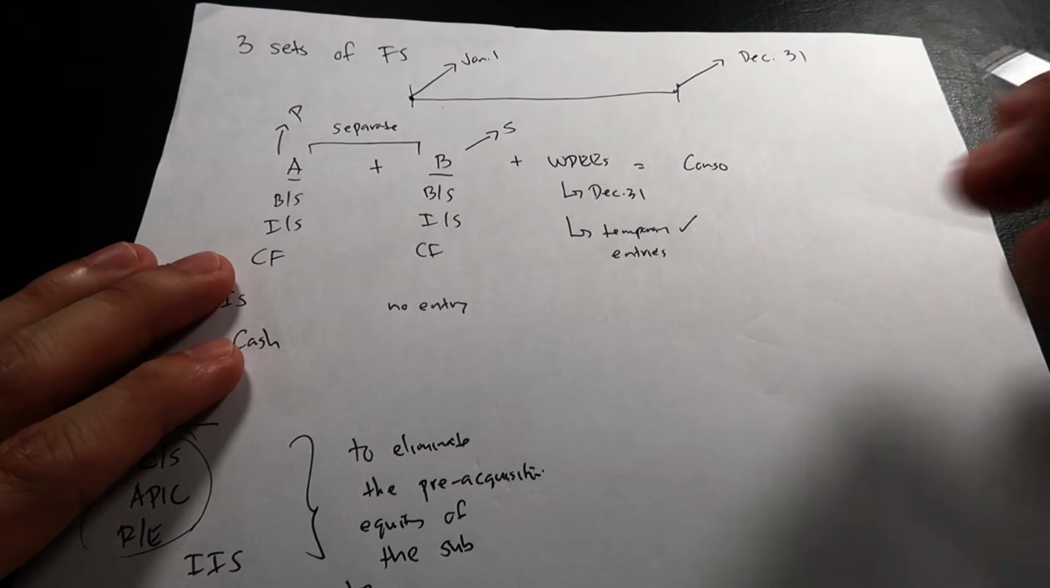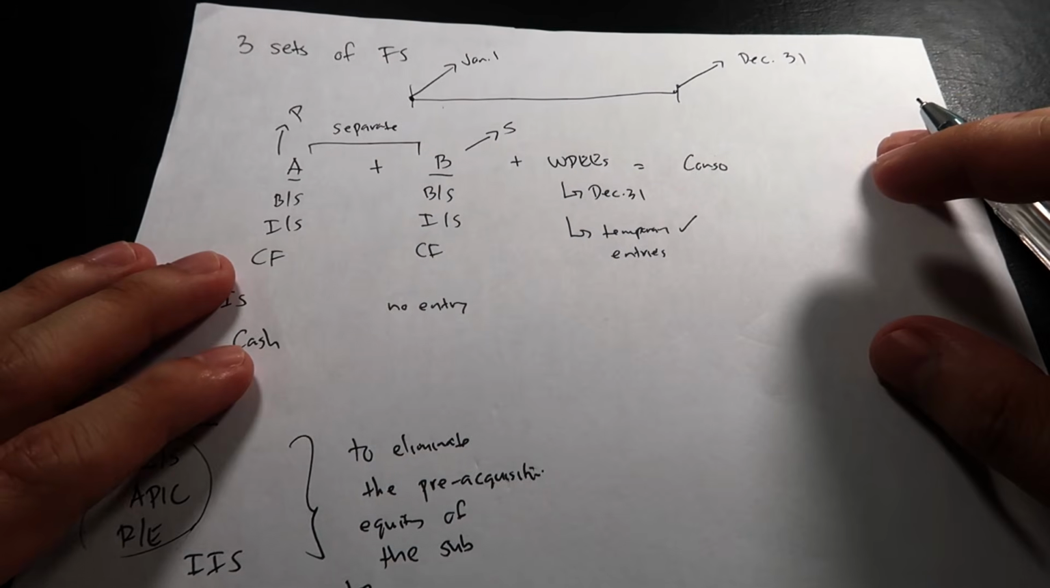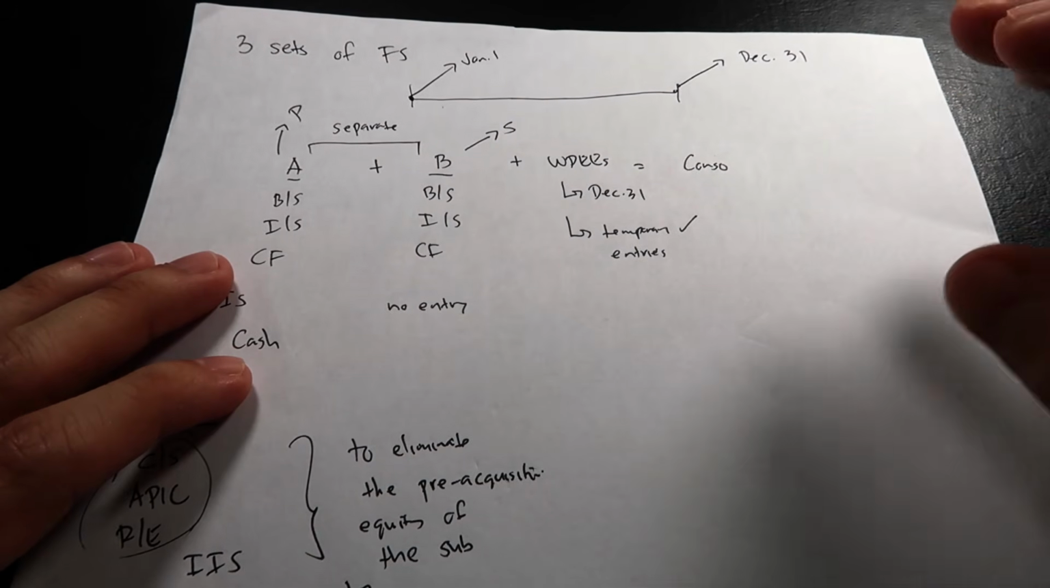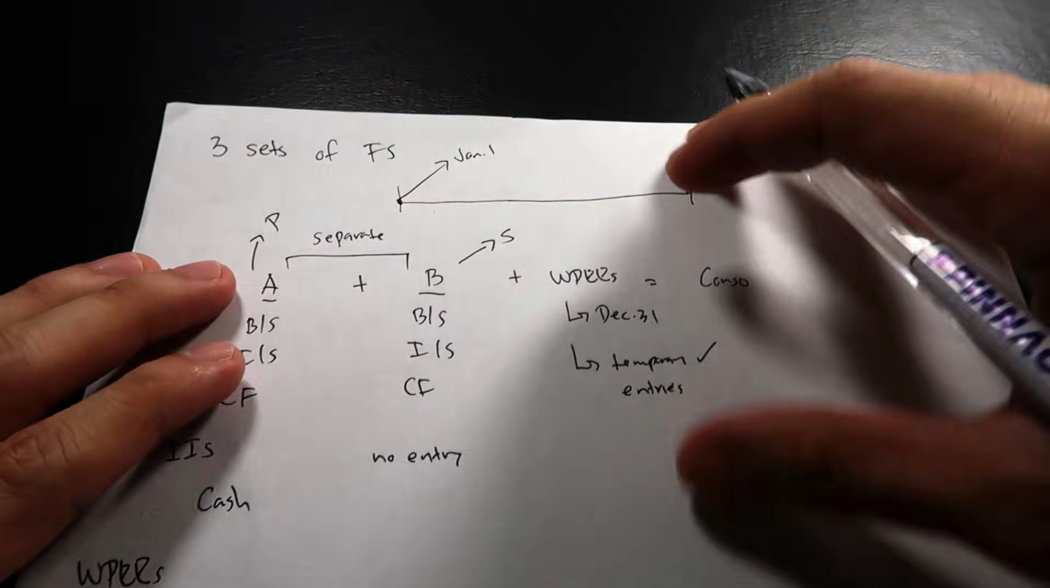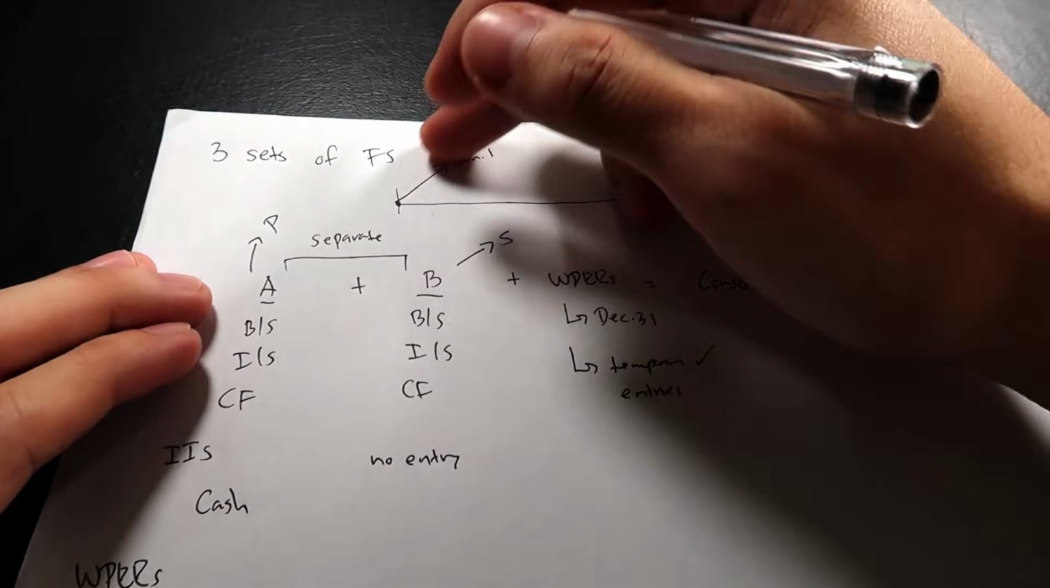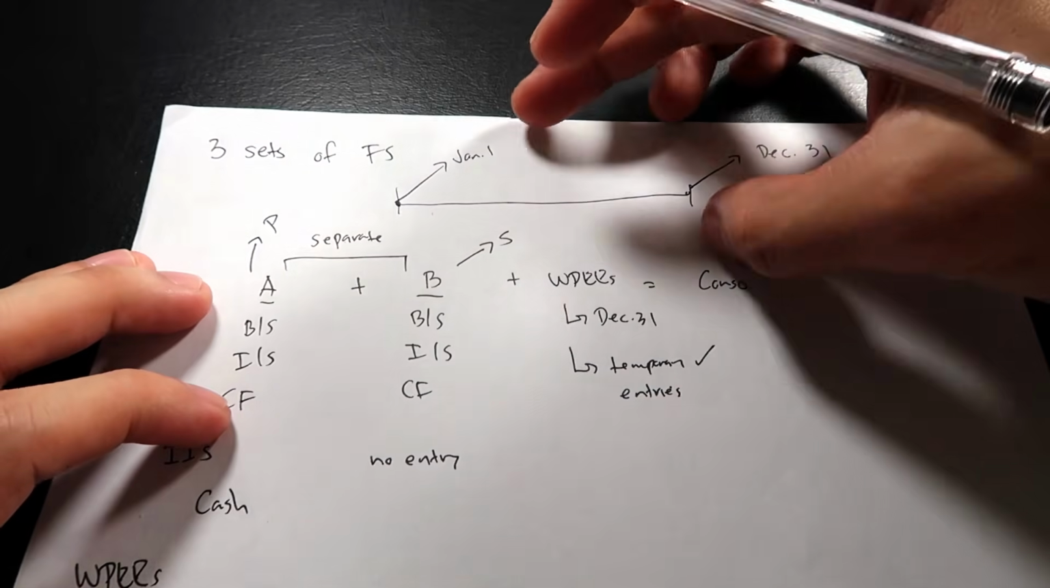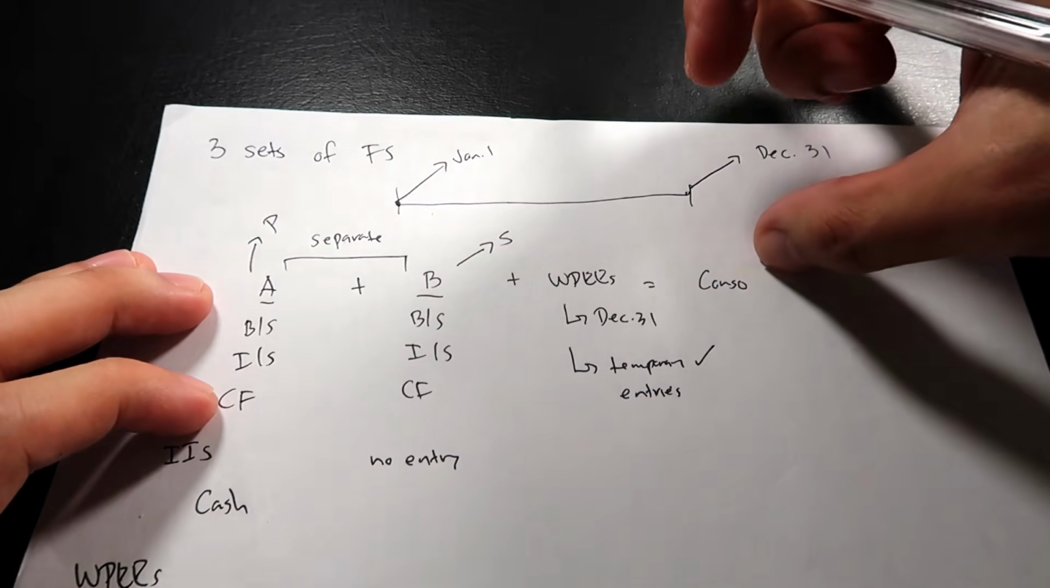Last today, we will discuss part 2 of consolidation subsequent to date of acquisition. Last meeting, we discussed accounting for consolidation at the date of acquisition. This is our illustration. Let's say January 1 is the date of acquisition. How do you prepare the consolidated financial statements?